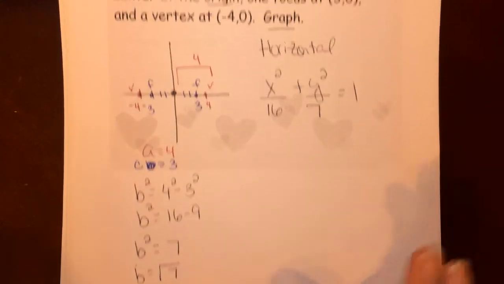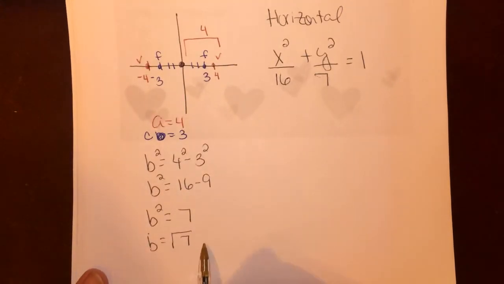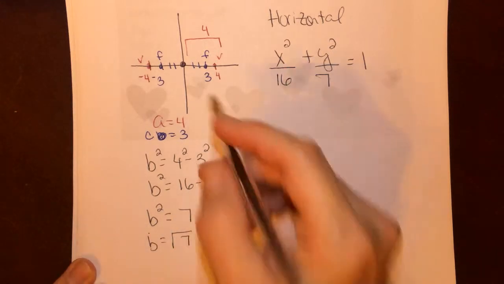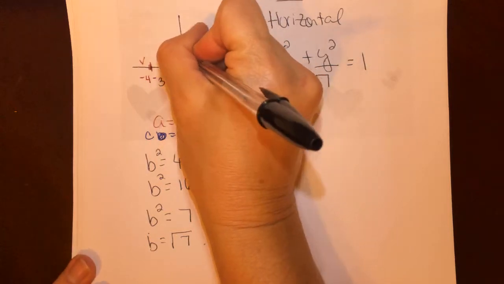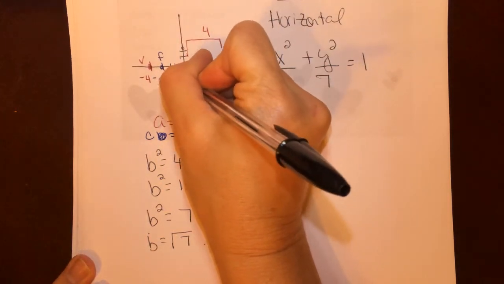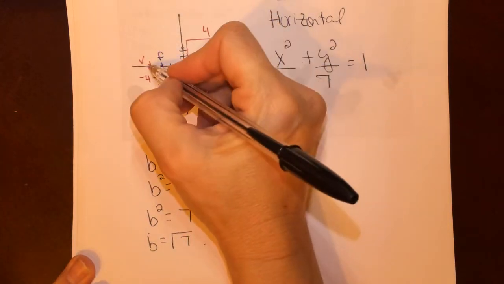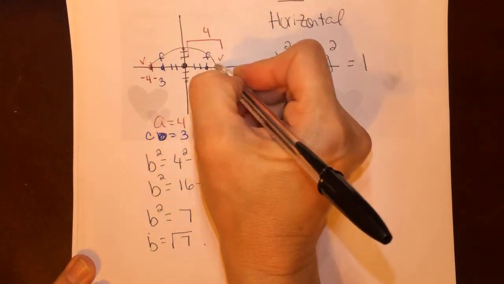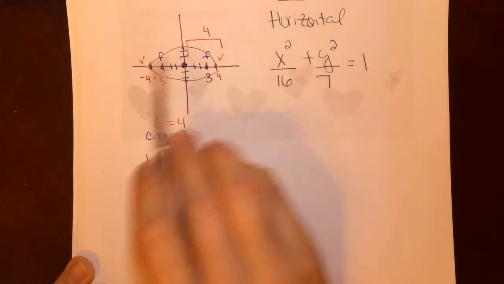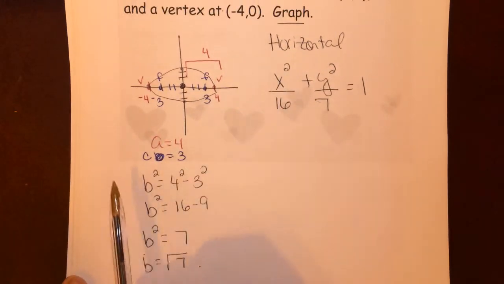Now the square root of 4 is 2, and the square root of 9 is 3, so this is going to be somewhere between 2 and 3. So from the center, I'm going to go up a little above 2, and I'm going to go down a little below 2. And then I'm going to connect the endpoints to get my ellipse. It kind of looks like a football. But there's my horizontal ellipse.